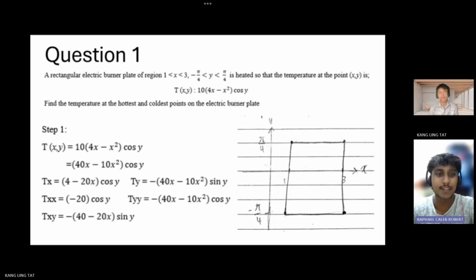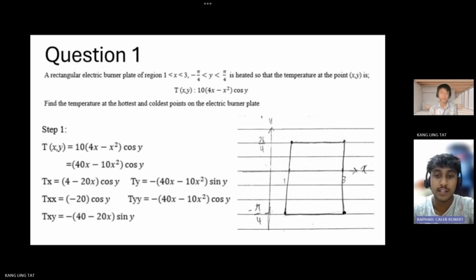This is our question 1. A rectangular electric burner plate of region 1 to 3 for the x-axis and negative pi over 4 to pi over 4 for the y-axis is heated up so that the temperature at point (x, y) is equal to 10(4x minus x squared) cos y. Find the temperature at the hottest and the coldest point on the electric burner plate.